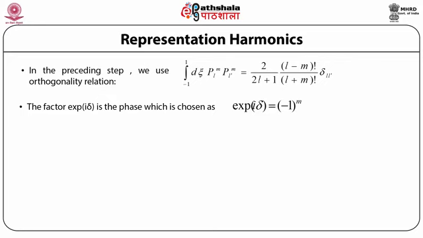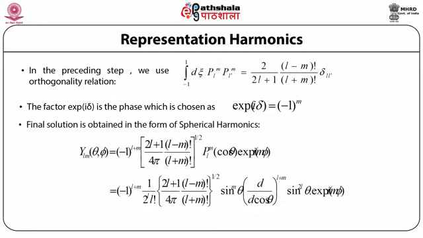Using all these relations, we can see that the final solution obtained in the form of spherical harmonics is given as Y_lm(theta, phi) equals (-1)^(l+m) times [(2l+1)/4pi times (l-m)!/(l+m)!]^(1/2) times P_lm(cos theta) times e^(i m phi), where P_lm(cos theta) is the Legendre polynomial and Y_lm(theta, phi) is the spherical harmonic.